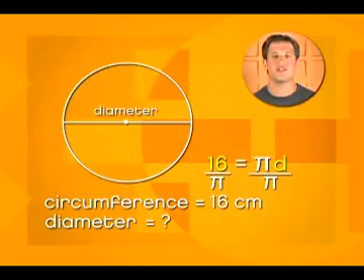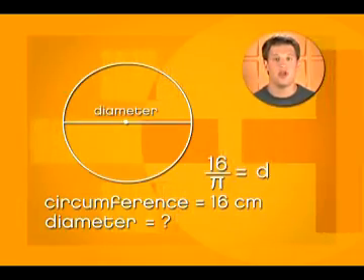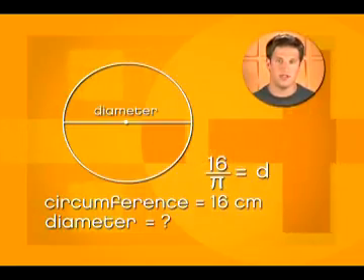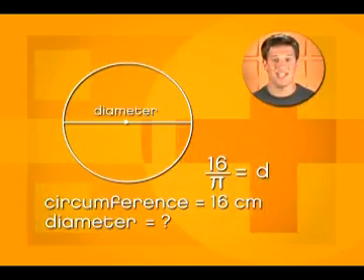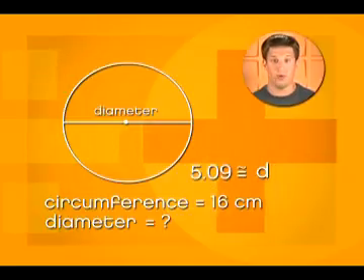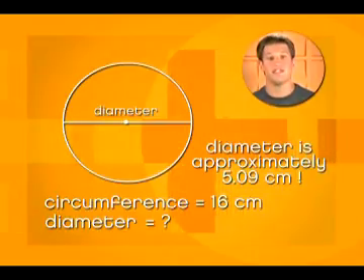Doing that gives us 16 divided by pi equals the diameter. So the diameter is 16 over pi centimeters. Let's divide that and get an approximate answer. 16 divided by 3.14 is 5.09. So the diameter is approximately 5.09 centimeters.